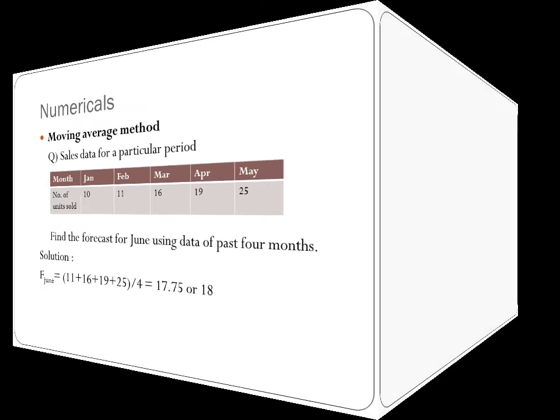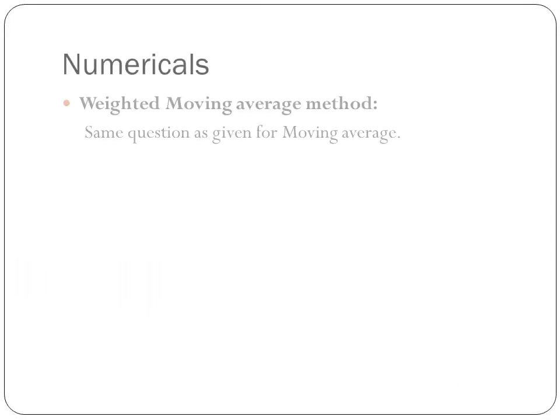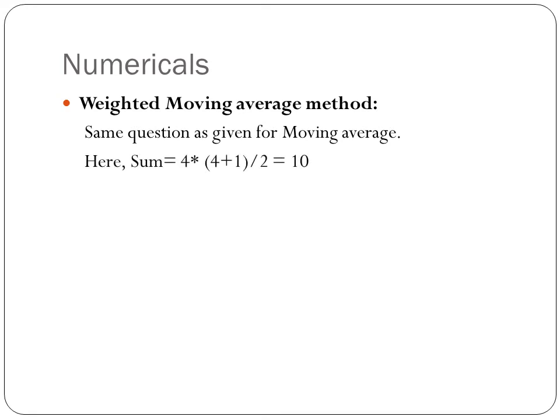That was the simple moving average method. Now the weighted moving average method. Take the same question, go and write the question and see. We have to calculate using 4 months of average. So first of all, the sum of weights, since we are not given the weights for this calculation, is n into n plus 1 by 2, that is 4 into 4 plus 1 by 2. It comes out to be 10.